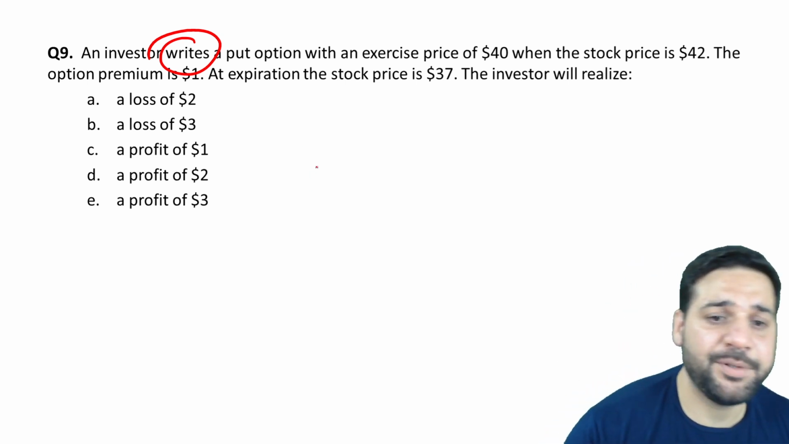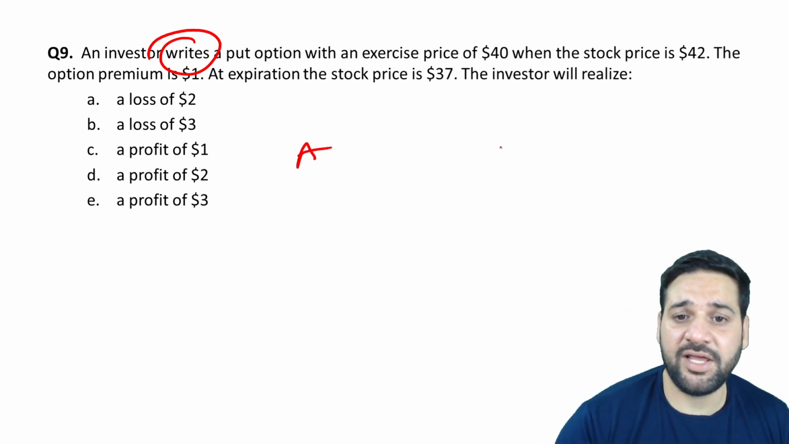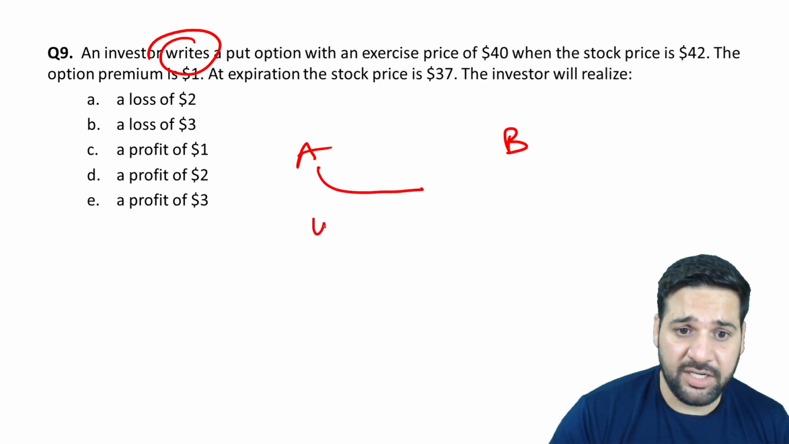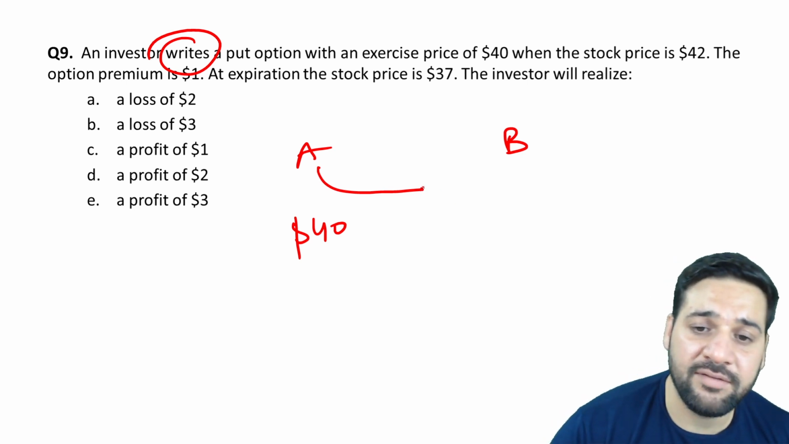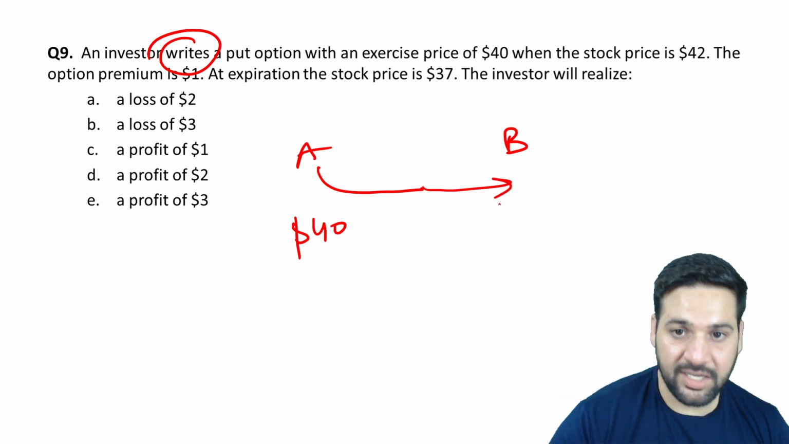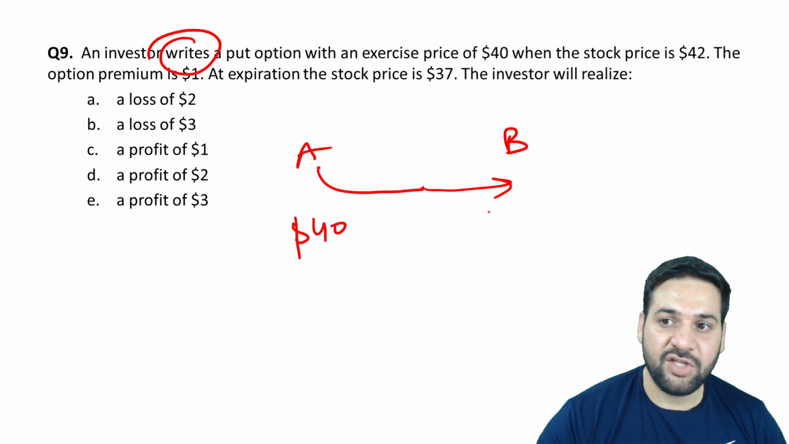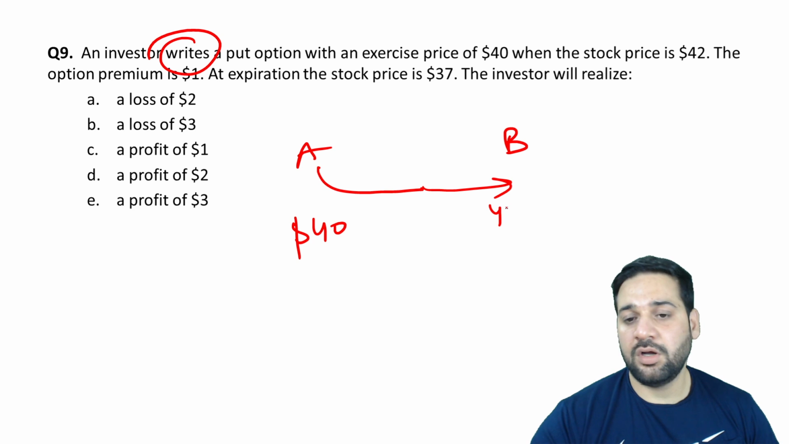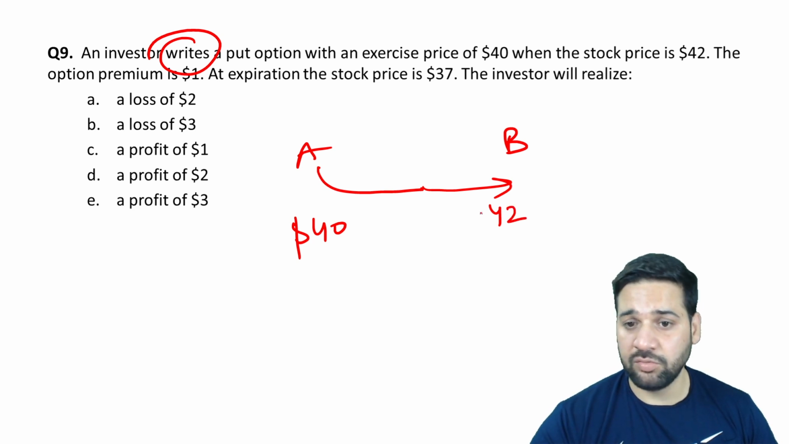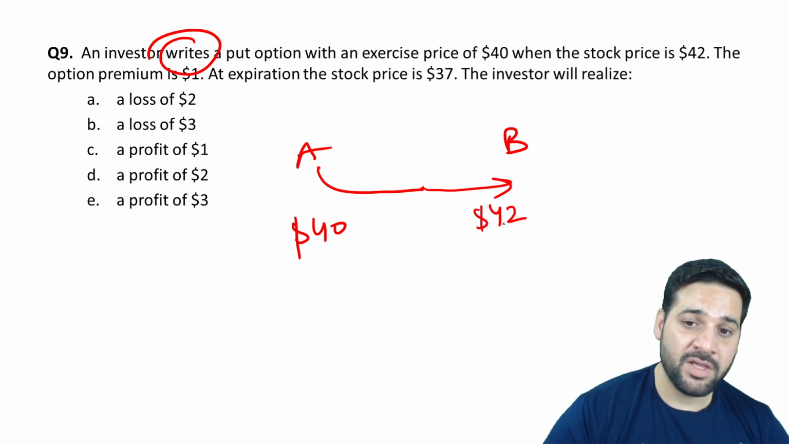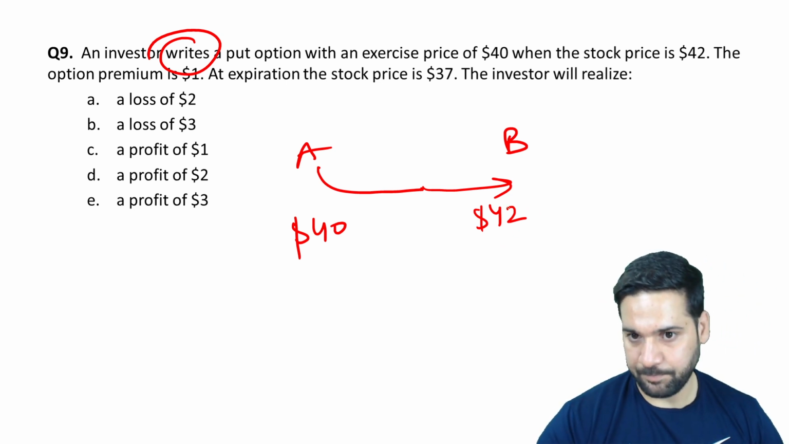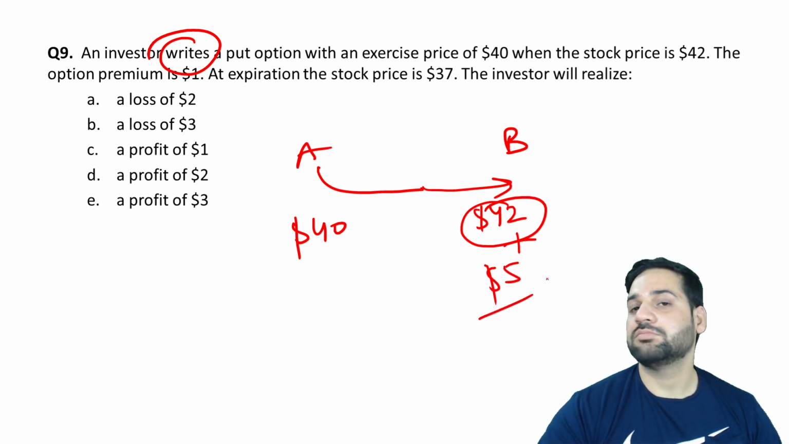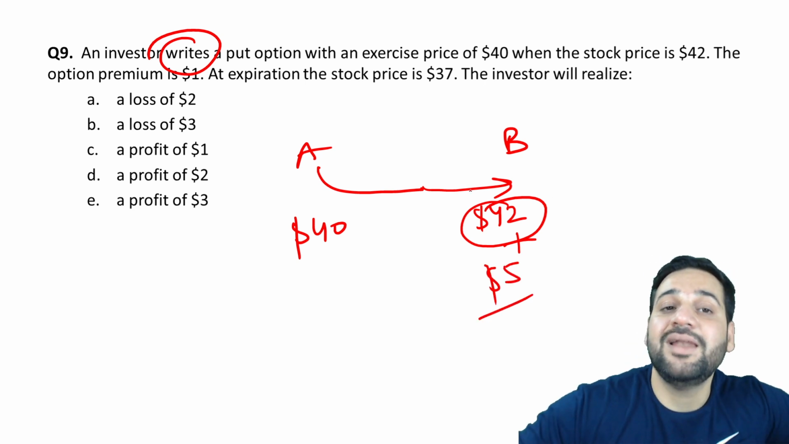I'll give you an example. Today, there is Mr. A, there is Mr. B. There is a security whose value is $40 and you gave Mr. B a right. You can sell this security for, let's say, $42 back to me after 2 months. But for that, I'll charge $5 as my commission or fee. So you are selling the right.